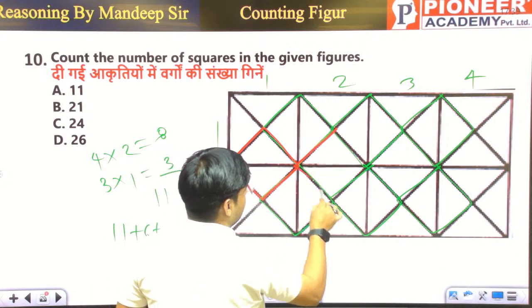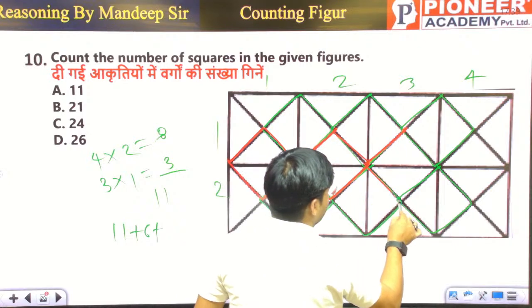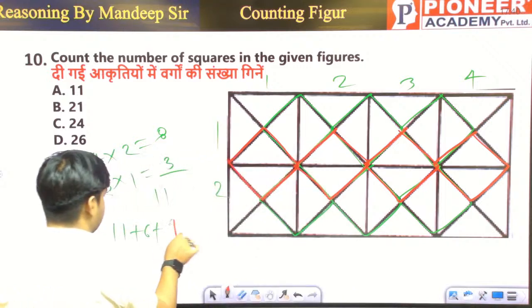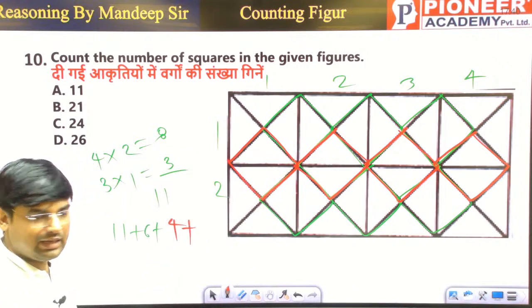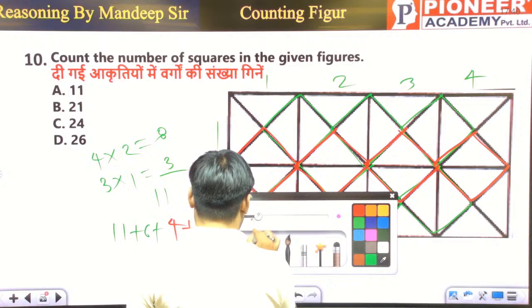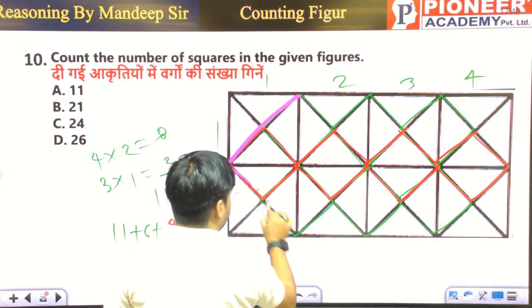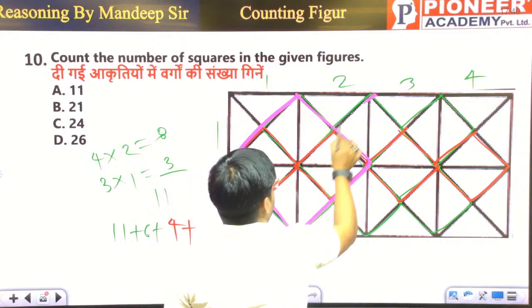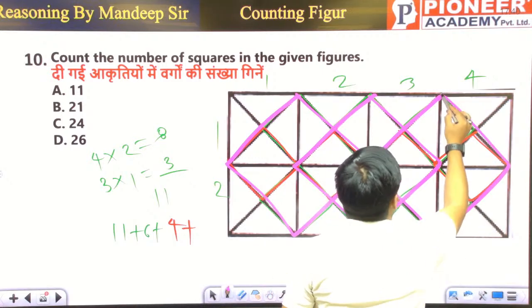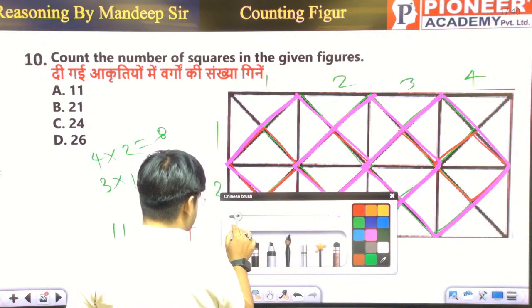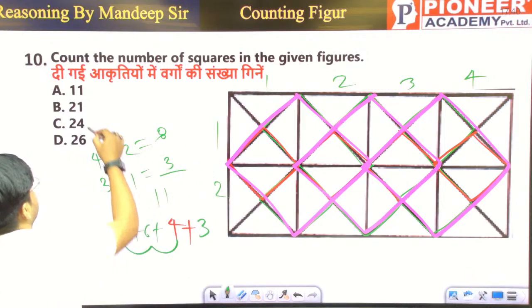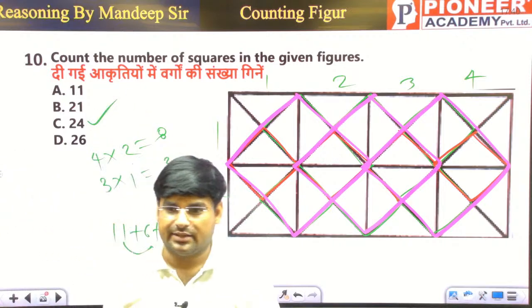1, 2, 3 and 4, and again 1, 2 and 3. 21 plus 3, 24. There are 24 squares in this figure.